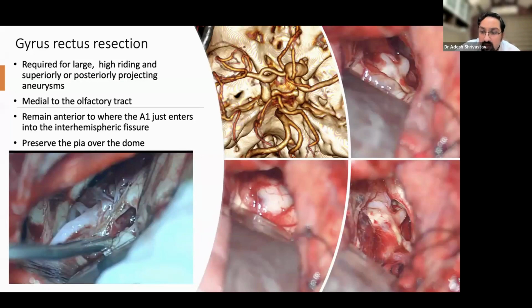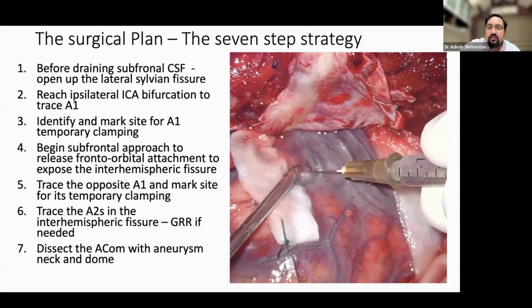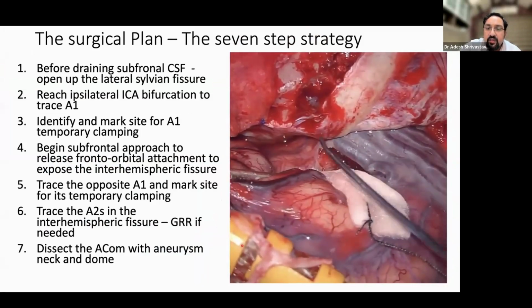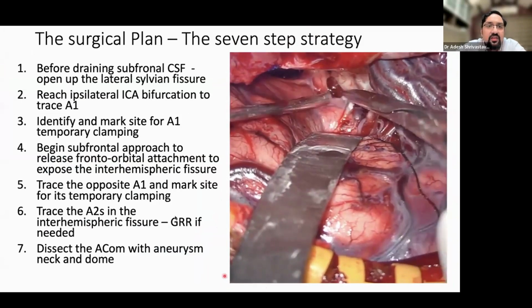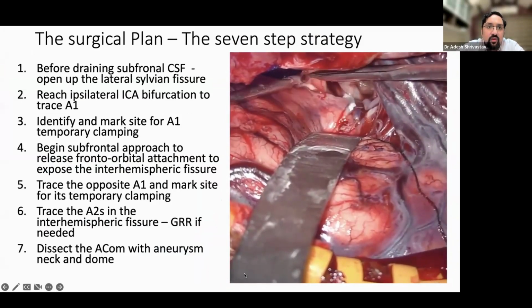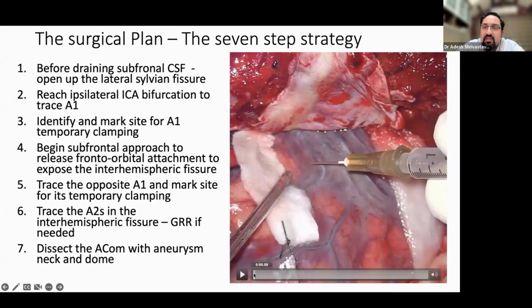Here, let's move to the surgical plan. Finally, the dissection that needs to be done in these cases. So as you can see, before, as we had already discussed, there's a 7-step strategy to it. So before draining the subfrontal CSF, we open up the lateral sylvian fissure.